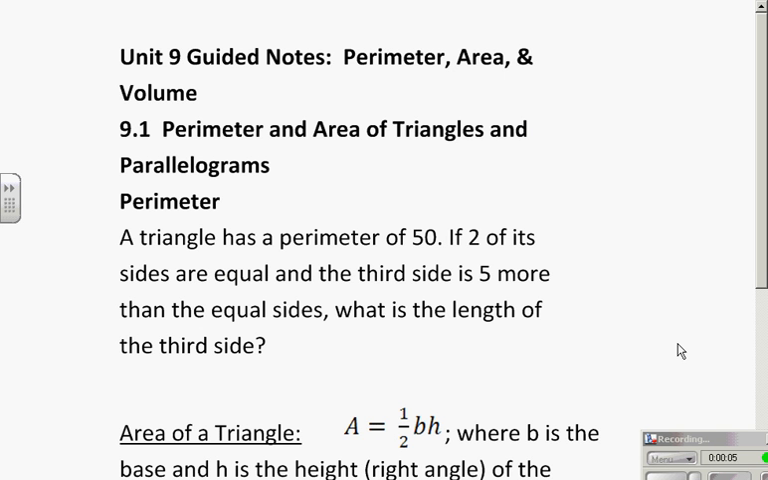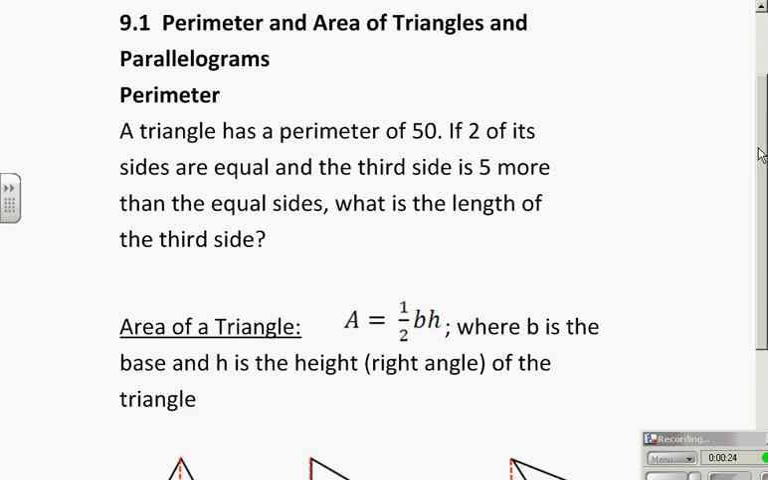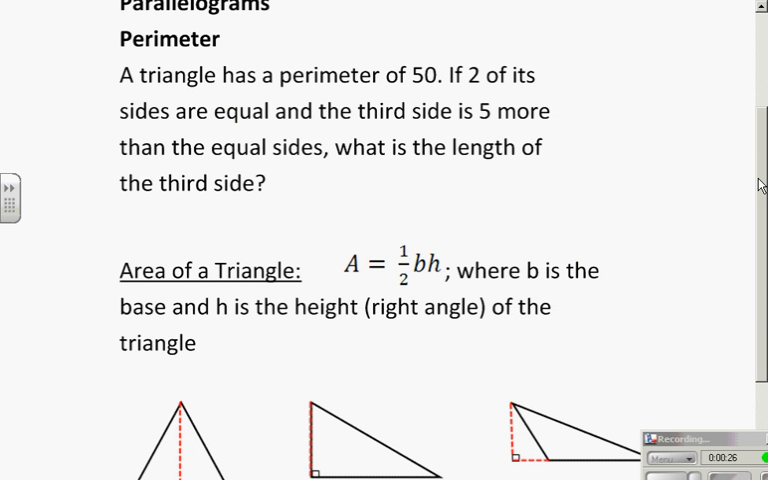Okay, Unit 9 notes are going to be very straightforward and a lot of review from younger level math courses because we are going to start off talking about perimeter and area of triangles and parallelograms. We've talked about area of a triangle before, so that alone is going to be review. But let's talk about perimeter. Remember, perimeter is the distance around something. So you add up the number of sides and there's your perimeter.